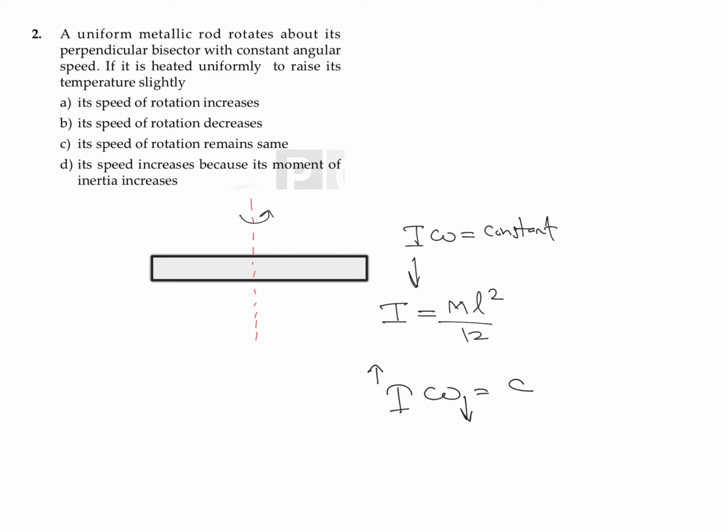In the first option, it's given that the speed of rotation increases. Now its speed of rotation is going to decrease. Speed of rotation decreases, that is correct. Its speed of rotation remains the same, no. Its speed increases because its moment of inertia increases, no. Its speed increases because moment of inertia decreases, no. So we can say that option B is correct.